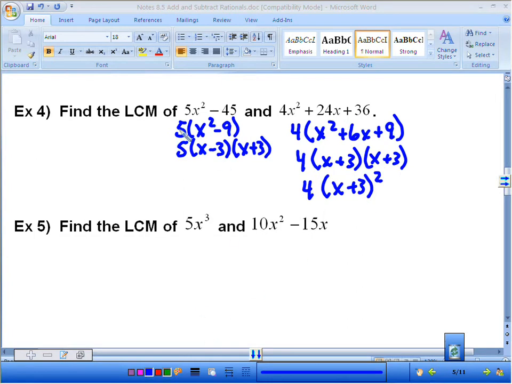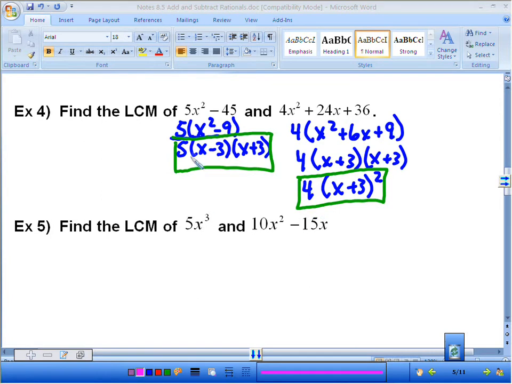Now we're going to look at this factored expression and this factored expression and see if we can find the least common multiple of these. We need one of each kind of factor. So I'll look at my numbers first. I have a 5 and a 4. I need both of those. So our LCM is going to be 5 times 4.